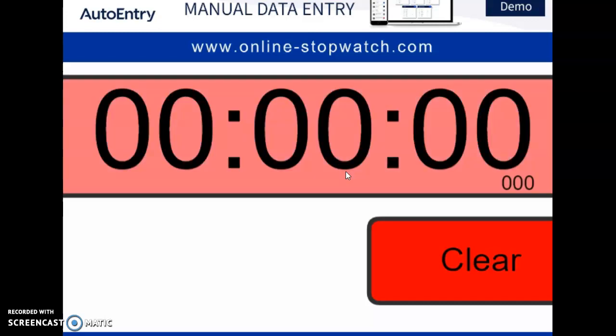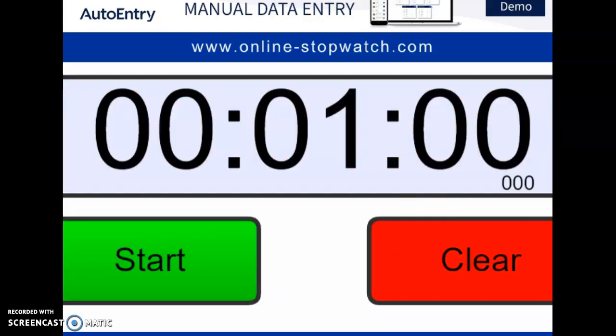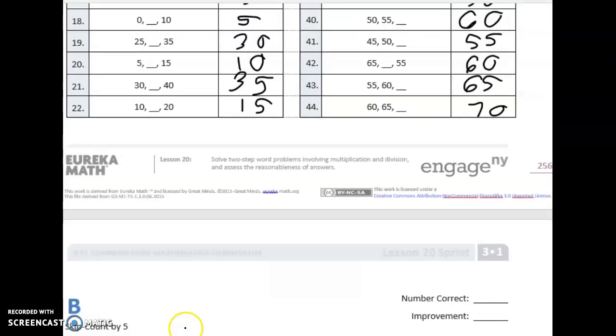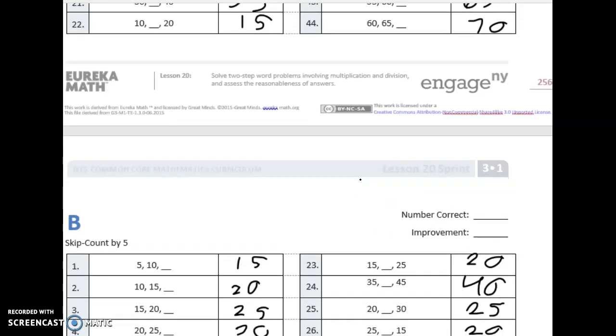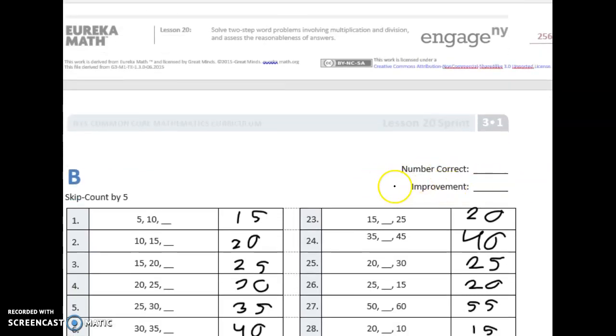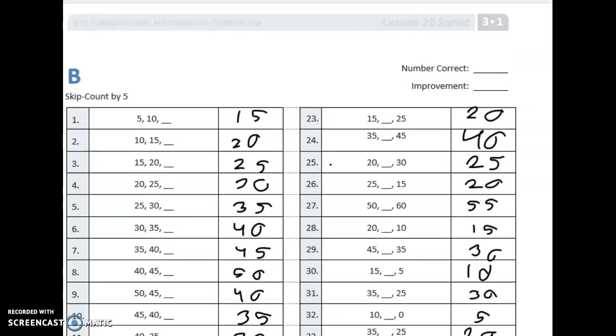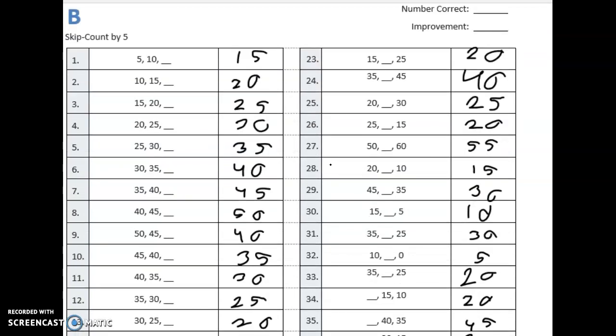Alright, good job. That is the end of your time for Sprint B. I'm going to start going over the answers. Feel free whenever you're done writing your number correct and your improvement score, feel free to stop the video and feel free to share with us your improvement score only. Okay? We only want the number for the improvement score. Alright. First column in 3, 2, 1, go.